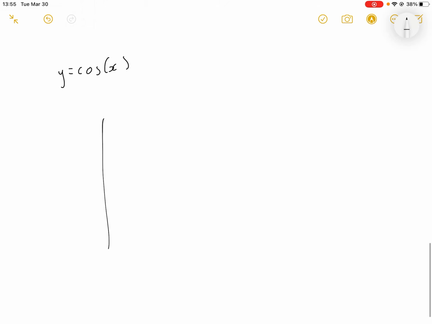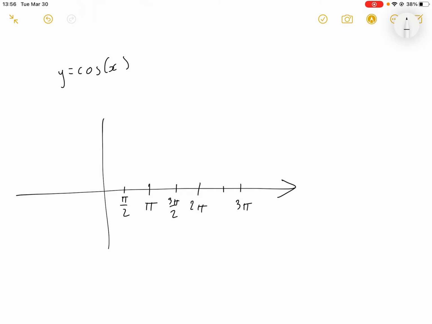Okay, so with cosine, same sort of deal. We'll go to pi, pi over 2, 3 pi over 2. Let's go up to 3 pi. I don't really care about what's in between them. And then we'll go to negative 2 pi, negative pi.